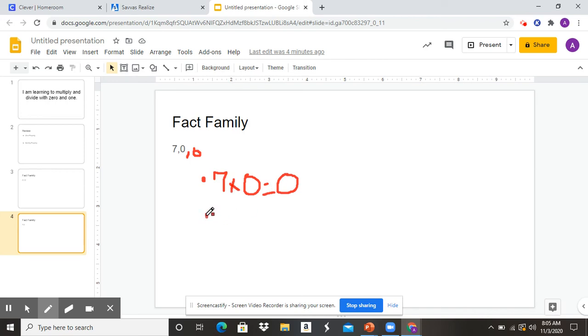I know that my product's going to be the same. All I'm going to do is flip-flop the 0 and the 7. So 0 times 7 is, what's that going to be? It's going to be 0, because anytime I multiply something by 0, it's 0. Anytime I divide something by 0, it's going to be 0. So if I take 7 and I divide it by 0, what's my answer going to be? It's going to be 0. So anytime you multiply or divide something by 0, it's going to be 0.